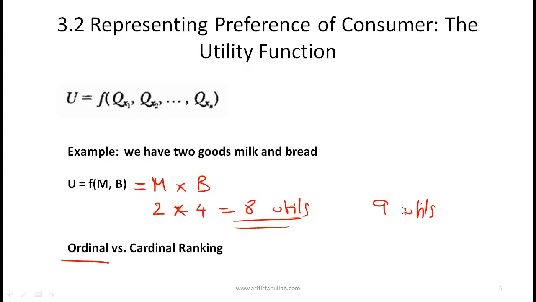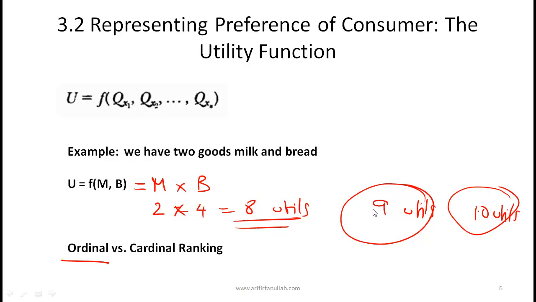You can say that in terms of order, the basket that's giving you 9 utils worth of happiness is better than the basket which is giving you 8 utils worth of happiness, but you can't say how much happier you are. So if there is a third basket that gives you 10 utils, you can say that this is better than the basket that gives you 9, which is better than the basket which gives you 8.